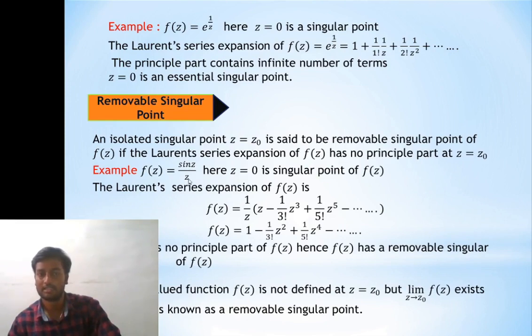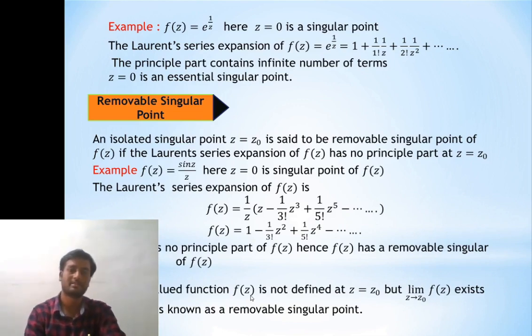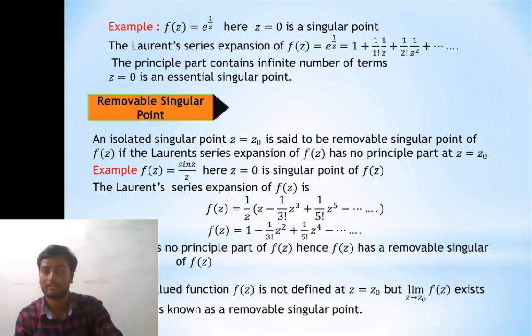Otherwise, if a single valued function f of z is not defined at z equal to 0 but the limit exists by using L'Hospital rule, then that point is also a removable singular point. For example, sin z by z is not defined at 0, but when you take the limit as z tends to z naught, you have to use L'Hospital rule and then you get the limit. So that singular point is a removable singular point.